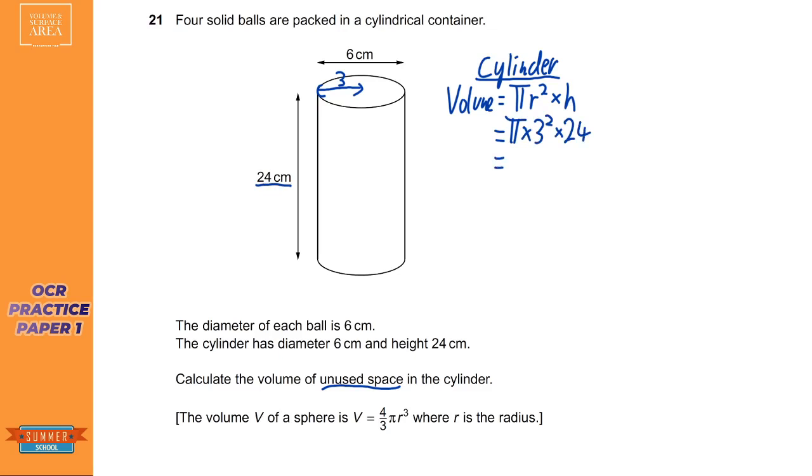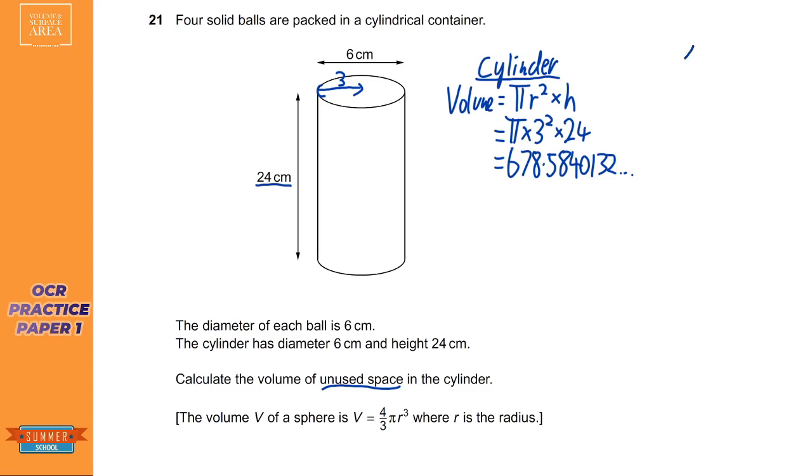Is this calculated? Yep, it's a calculated question. OCR paper 1 is calculator. So I'm just going to type this in the calculator, and it gives me 678.58403132. Okay, and now we need to work out the volume of one of the spheres.